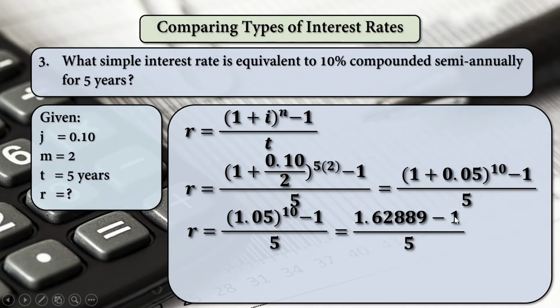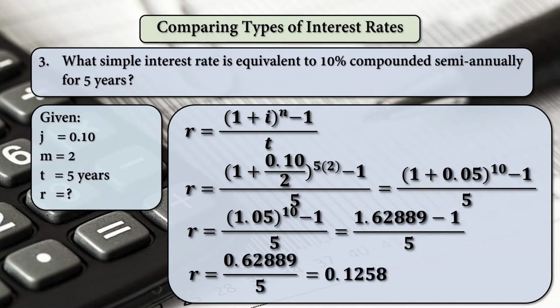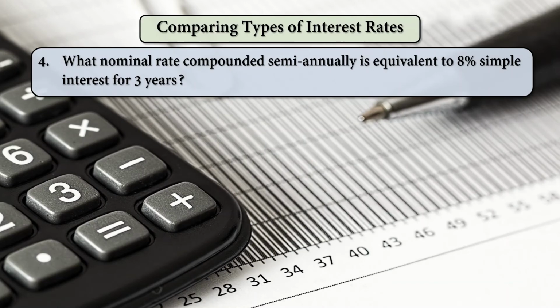Subtracting 1, so that is 0.62889 divided by 5, which is equal to 0.1258. Times 100 for the percentage form, that is 12.58%. That is our simple interest rate R. Next one, what nominal rate compounded semi-annually is equivalent to 8% simple interest for 3 years?